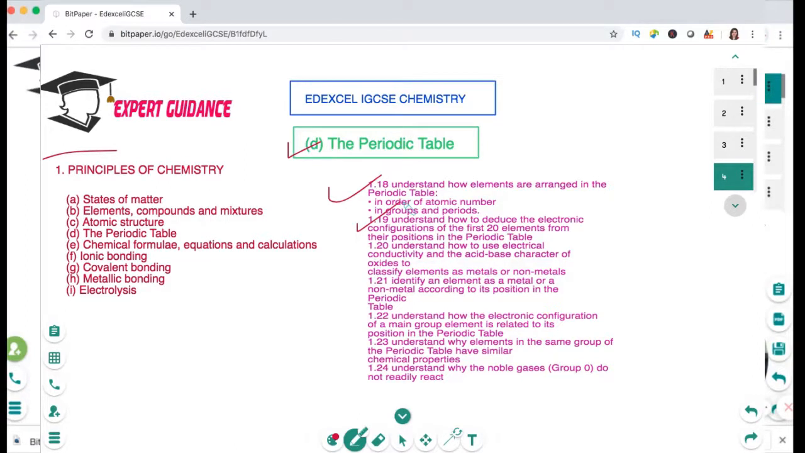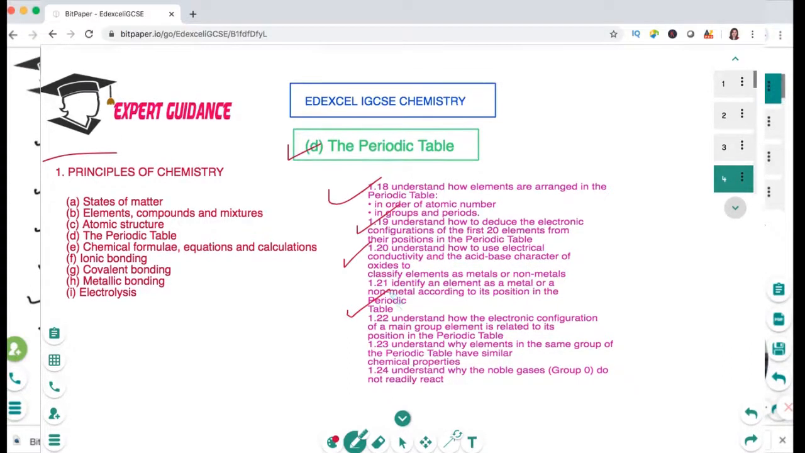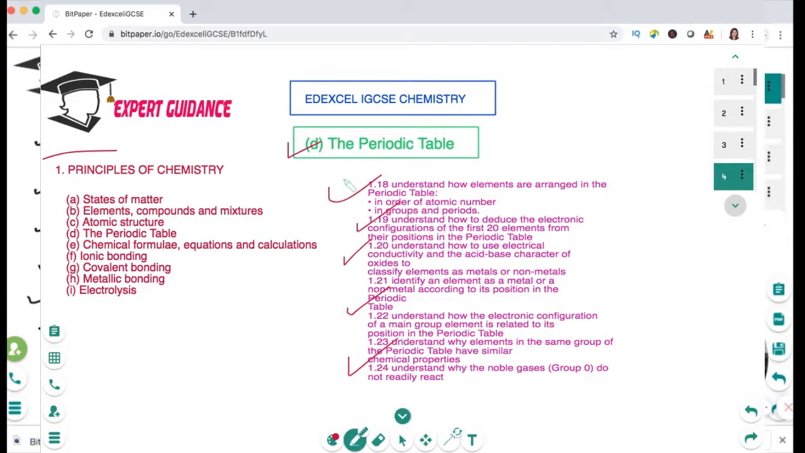and how we classify the elements as metals and non-metals, and how we can use their positions in the periodic table to predict certain properties of the elements. And we will also see how the elements in the same group have similar chemical properties and why noble gases do not react. Now, I would recommend you to watch this video till the end, because in the end, I'll also give you some key terms and the glossary of the important terms which are used in this topic.